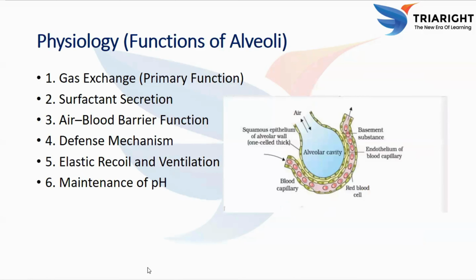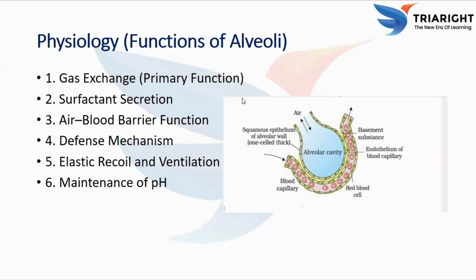So coming to the functions of the alveoli. We know what alveoli look like and what cells they are made of, so let's talk about what they actually do. Alveoli are the functional units of the lungs. This is where the real work of breathing happens, the exchange of gases. Let's go through their major functions one by one.